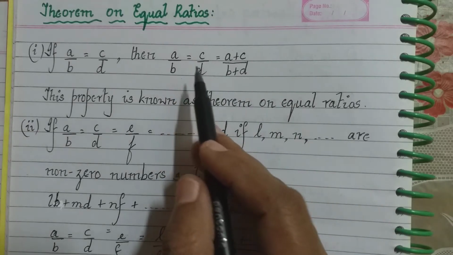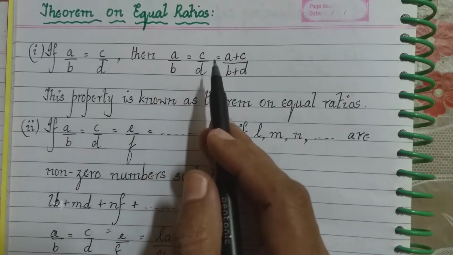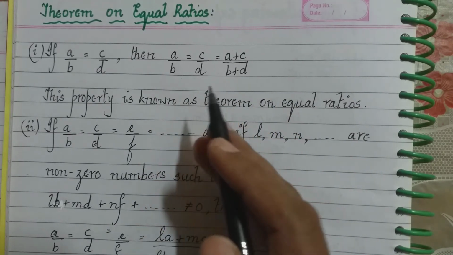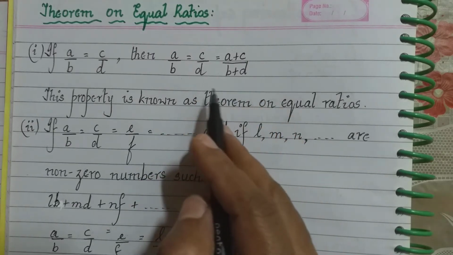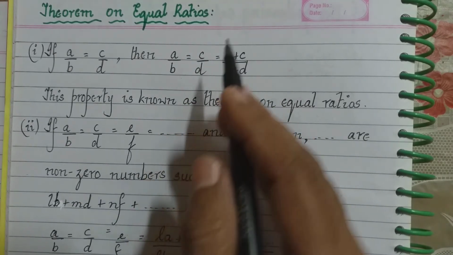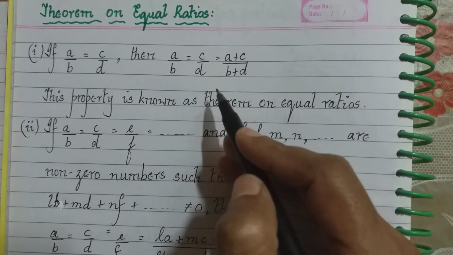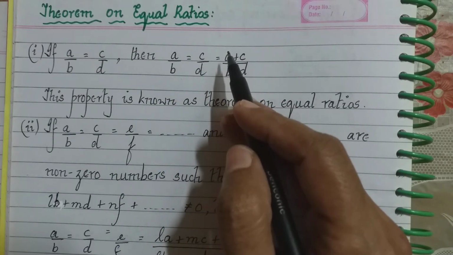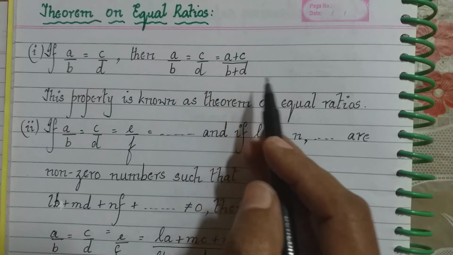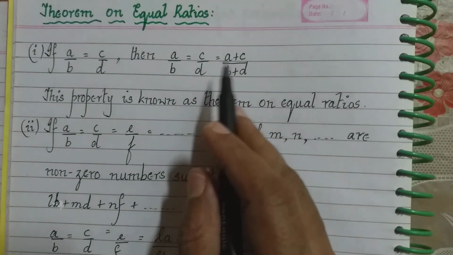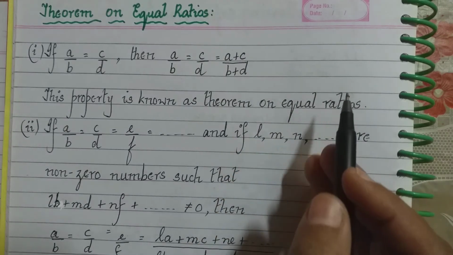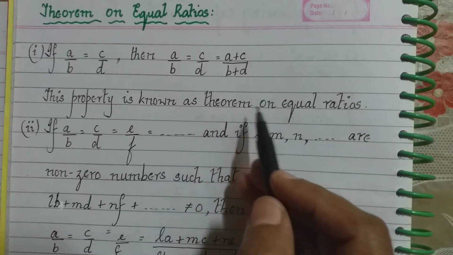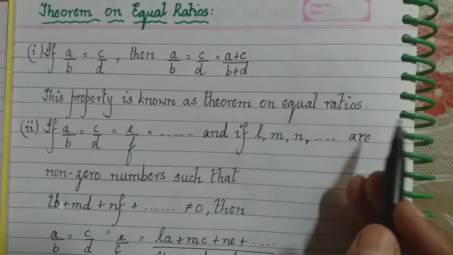Okay, so if I had here A and C as the numerators, A plus C will be the last numerator. If B and D were the denominators, B plus D will be the denominator of the last ratio. Say suppose we had one more ratio, E upon F. Then it would also be equal to A plus C plus E upon B plus D plus F. That means I can add all the numerators together and write upon all the denominators together. So this property is known as theorem on equal ratios.